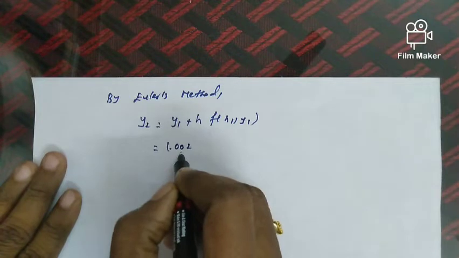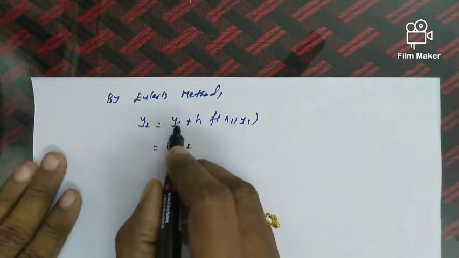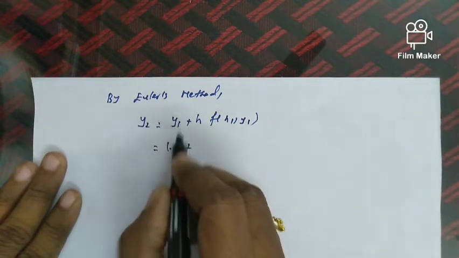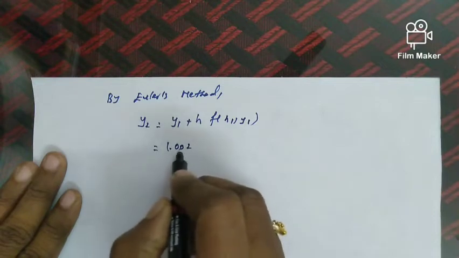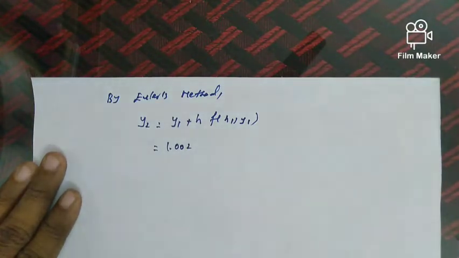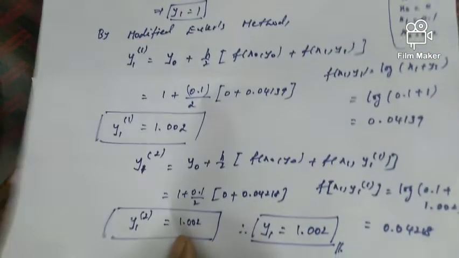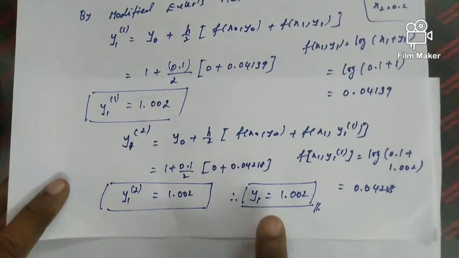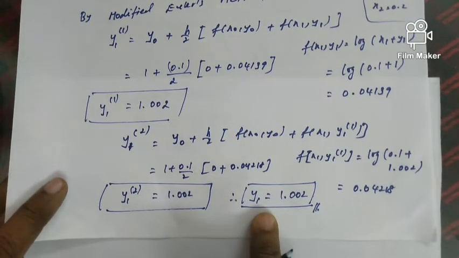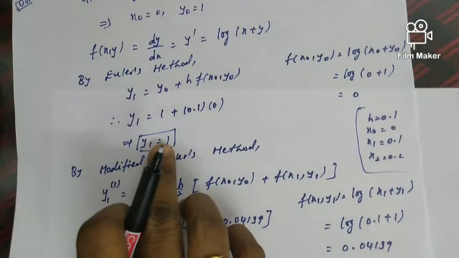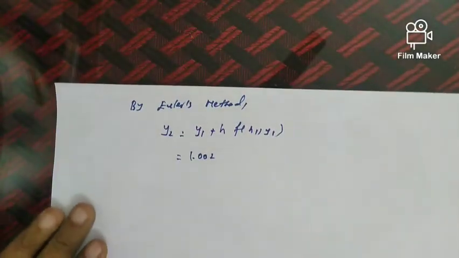That value only we have to apply here, not the first Euler's value of 1. You should not apply the value of 1. The final answer, the more accurate value of y1 that we just got, this value only. Hereafter, wherever y1 comes, you have to apply this value only, not the other one. So don't confuse all these things.